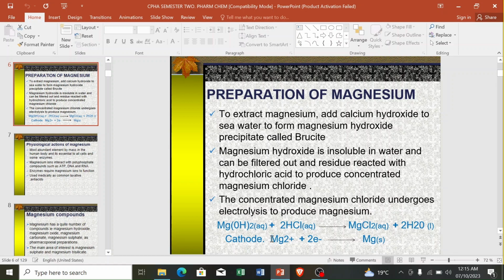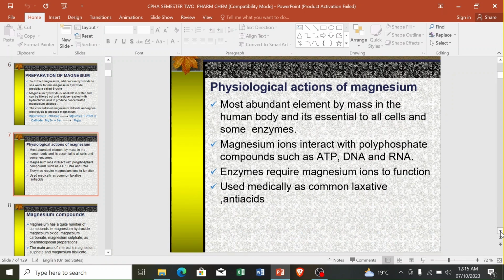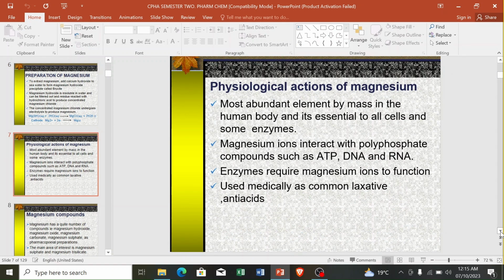However, at the cathode, since it is our main emphasis here, we expect to have our magnesium. We expect to collect pure magnesium. So what are the physiological actions of magnesium? What are the physiological roles of magnesium in the body?